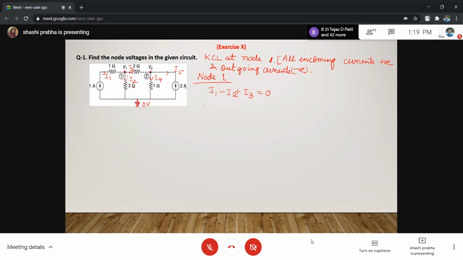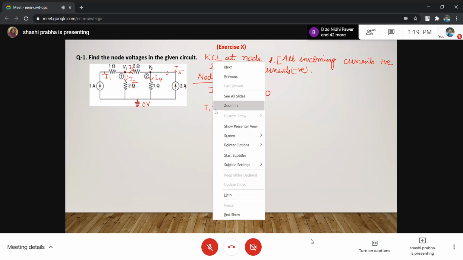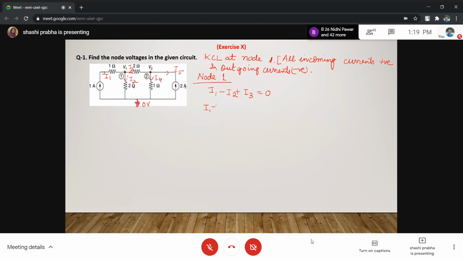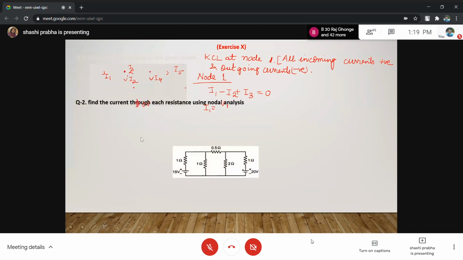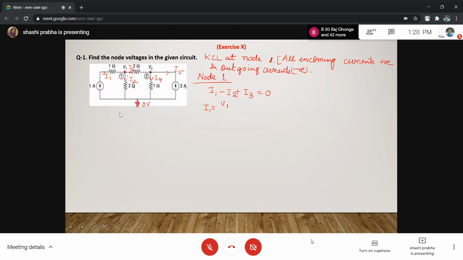Now what is I1? Let us define what is I1. From where to where? I1 is equal to V1. Look at I1, isn't I1 given directly? Please look quickly, there is no need to write I1. Do we have to write the equation for I1 or is I1 given directly?